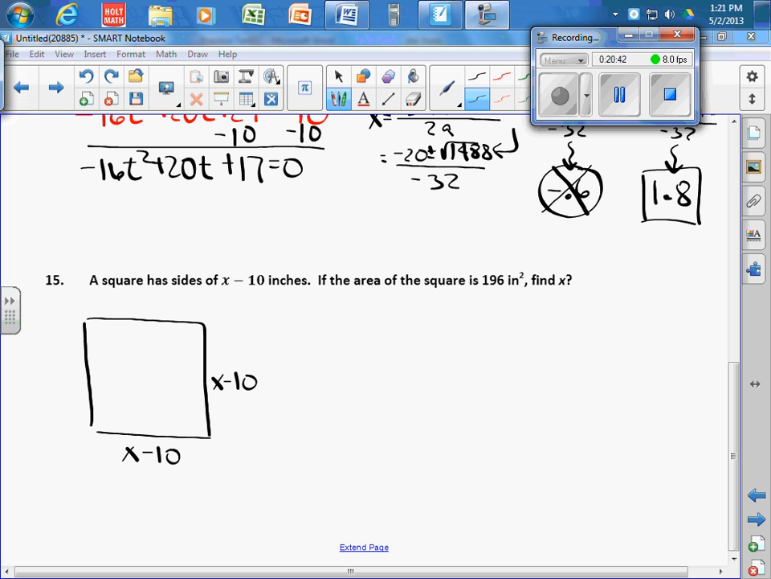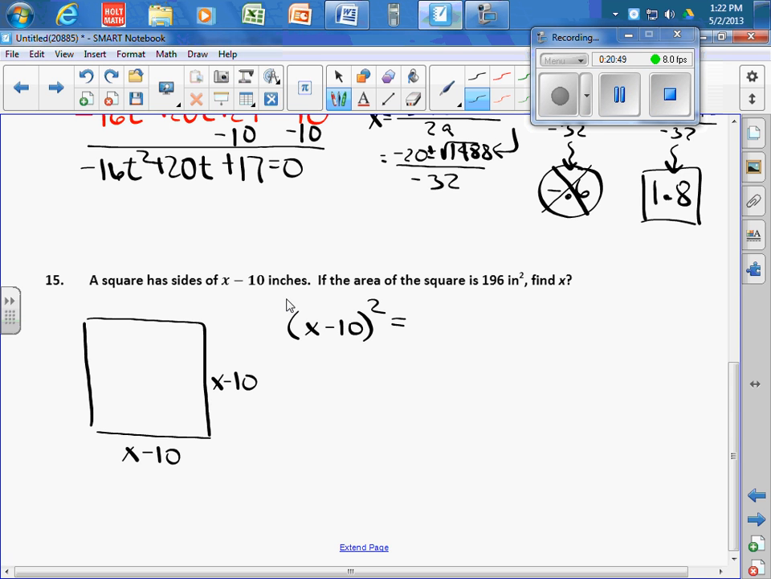In number 15, when you can draw a diagram, label the sides. We're going to have x minus 10 squared, because that's how you find the area of a square. Take the side and square it. You get 196.